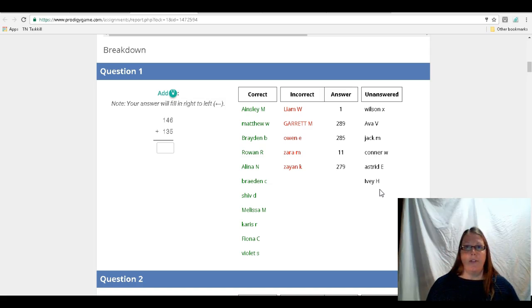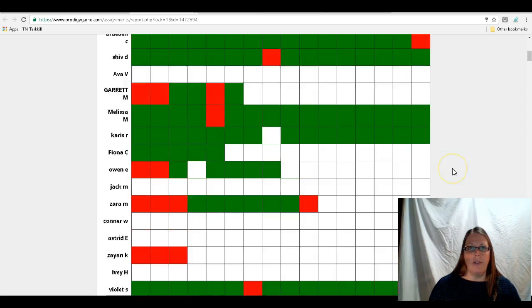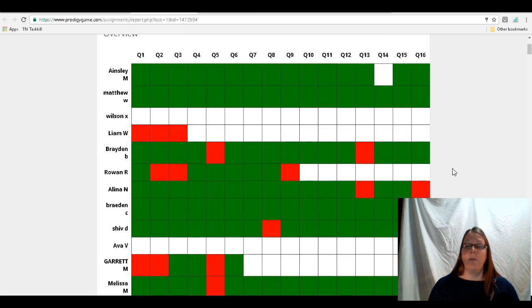This is a lot of information, but I find scanning the chart that they give you at the top is a really quick overview to see who is and who isn't successful in this math skill.